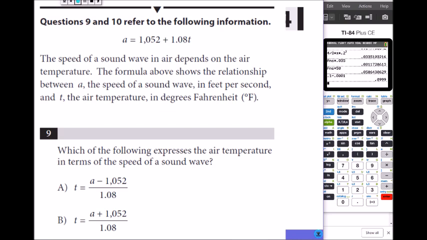Number 9. The speed of the sound wave in the air depends on the air temperature. The formula above shows the relationship between A, the speed of the sound wave in feet per second, and T, the air temperature in degrees Fahrenheit. Which of the following expressions expresses the air temperature in terms of the speed of the sound wave? So we are writing T in terms of A. So solve for T, right?